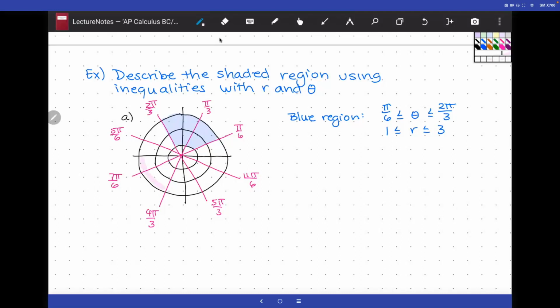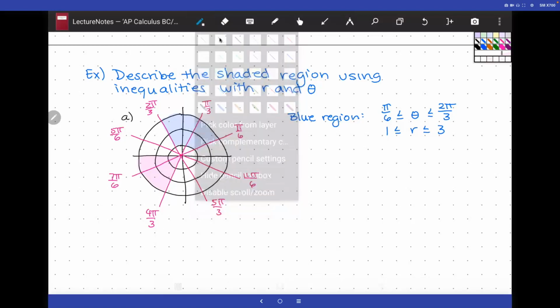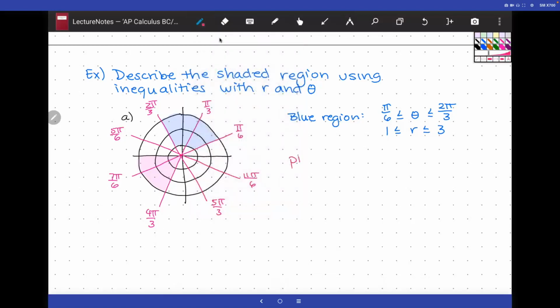So, if I want this region, this pink region, anybody want to give me one of the inequalities now that you know what it's asking for?